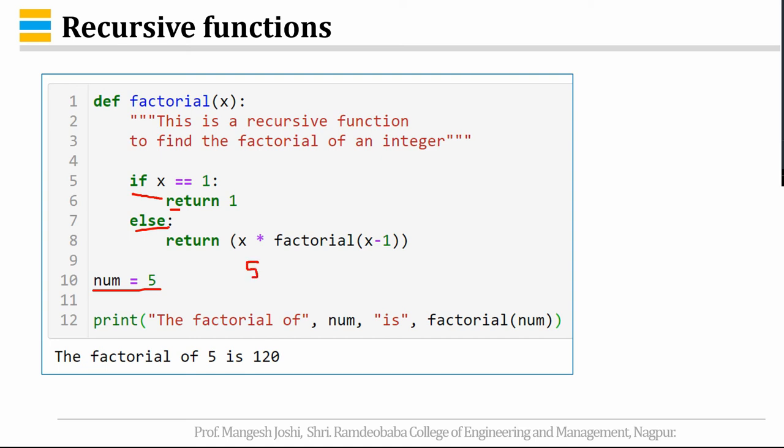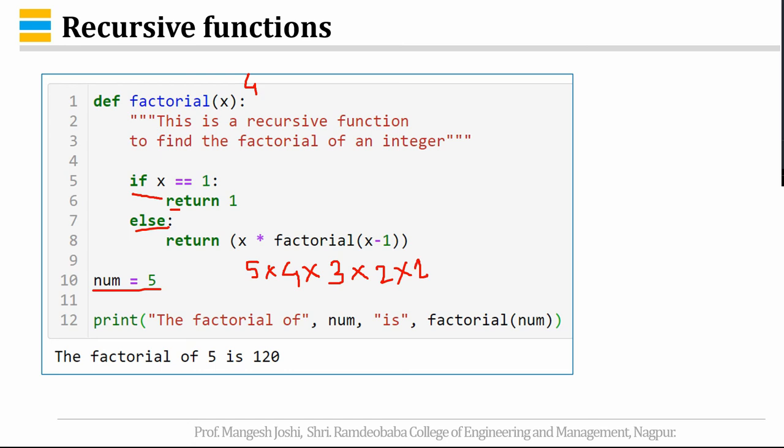That is 5 into 5 minus 1, that is 4. It will again call the same factorial function. Now the value of x becomes 4. Again it will check whether x compares with 1. It is not, and hence it will go to the else part, and then it will be done like 5 into 4 into 3. Again the same will continue, 2 into 1.